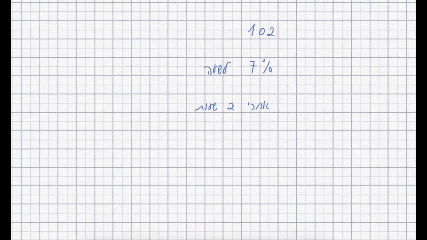So we have 102 people. Every hour, 7% leaves. And I'm asking you, how many people will be there after 2 hours? So, should we switch the 7 into a decimal? Yeah. So 7% is 0.07.